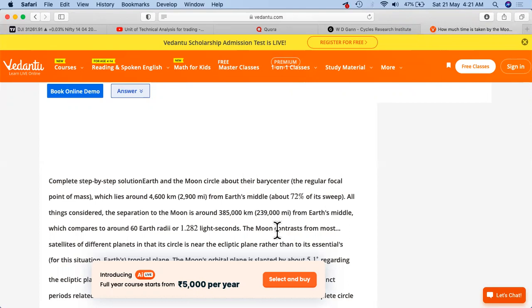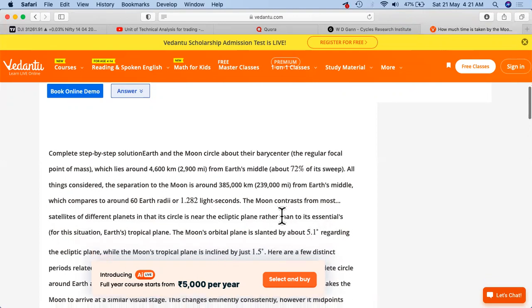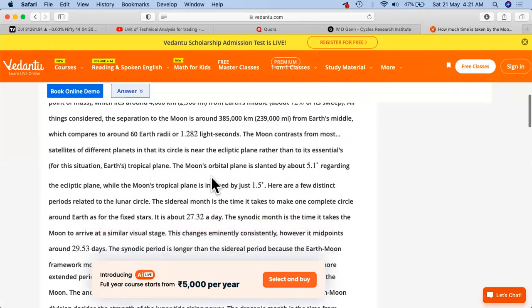The moon contrasts from most satellites of different planets in that its circle is near the elliptic plane rather than to its essential tropical plane. Probably more difficult to understand. The moon's orbital plane is slanted by around 5.1 degrees regarding the elliptic plane, while the moon's tropical plane is inclined by just 1.5 degrees. Here are a few distinct periods related to the lunar cycle. This is to do with the lunar cycle with the moon.